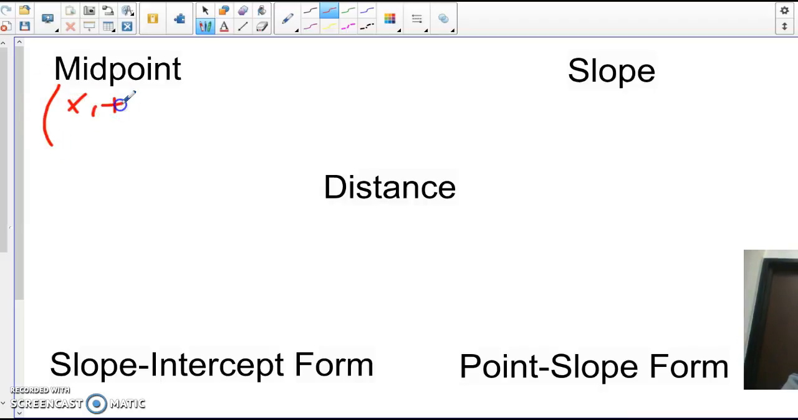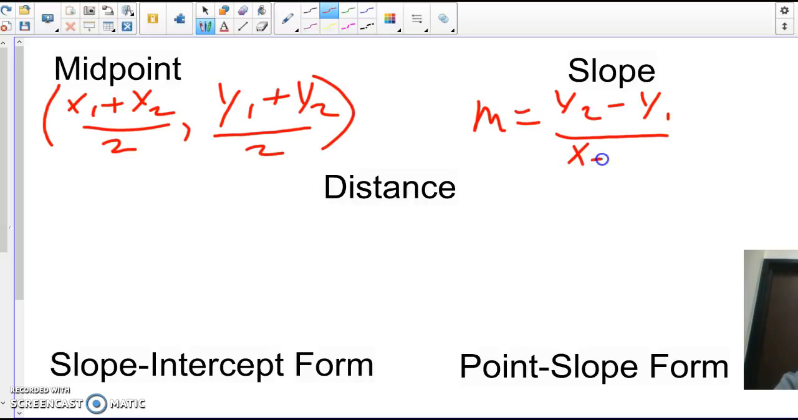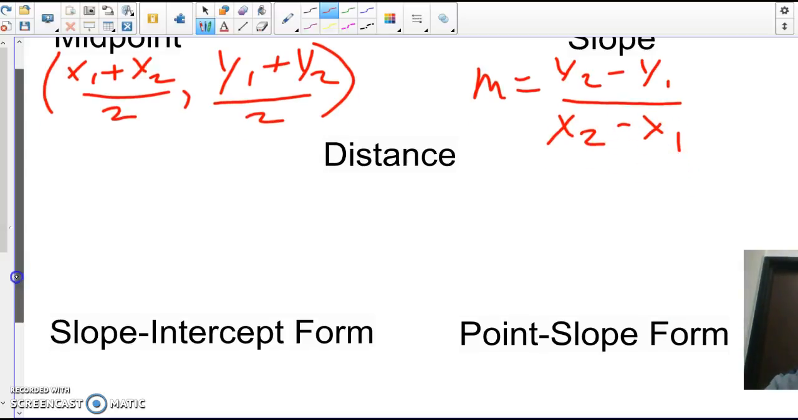You average your x values and average your y values. Remember, it doesn't matter which one you call x1 and y1, as long as you stay consistent, okay? Remember to find the slope, that's m equals y2 minus y1 over x2 minus x1. Oh, buckets. I'm going to skip the distance formula for today. All right, we'll come back to that tomorrow. It's going to be hard to write with my finger, so we'll come back to that one.